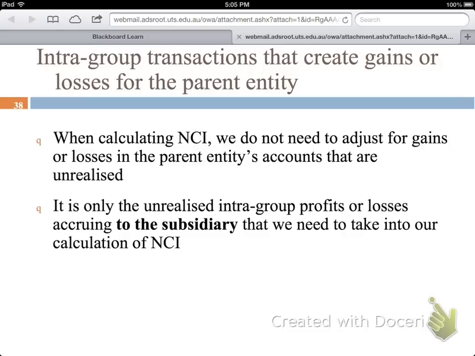How about intragroup transactions that create unrealized gains or losses for the parent entity? If that's the case, you need to ignore these types of transactions, okay? Because this will be recorded in the profit of the parent, and the NCI does not get a share of the parent's profit. Therefore, these types of transactions will not impact on NCI calculations.